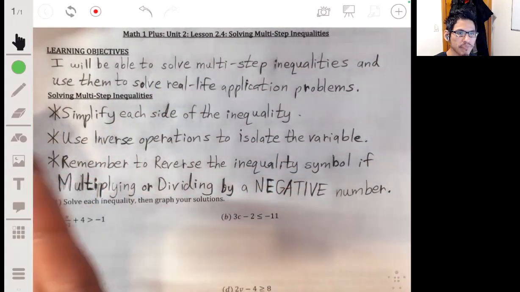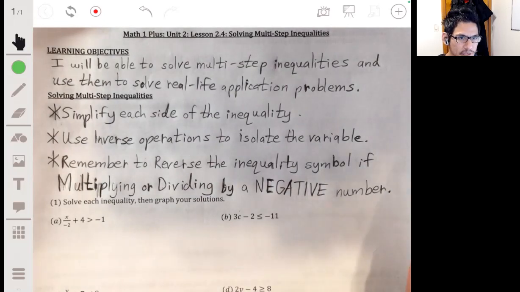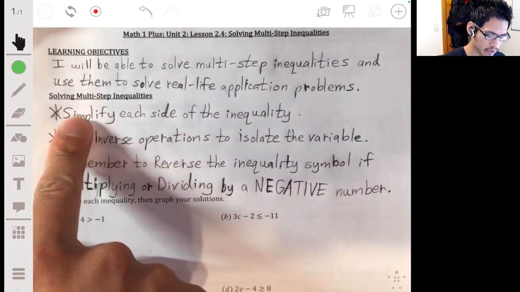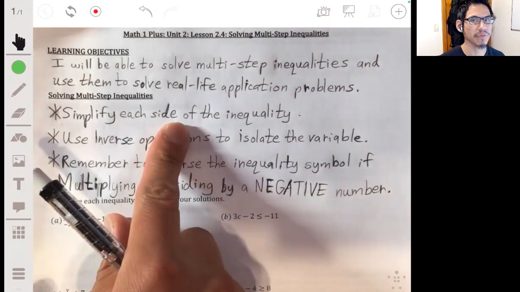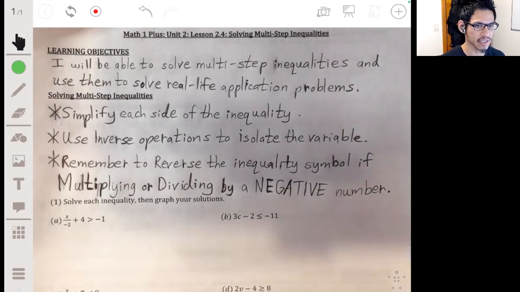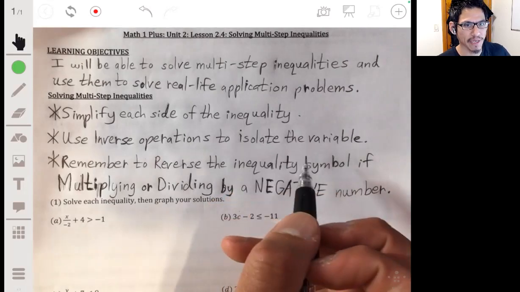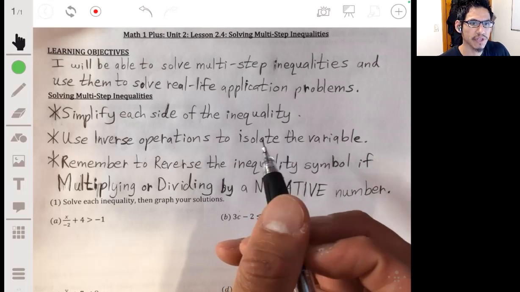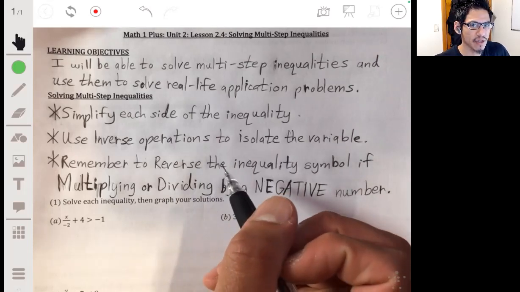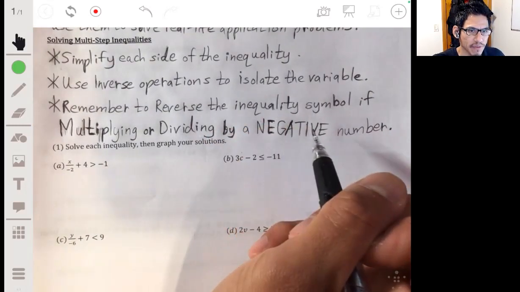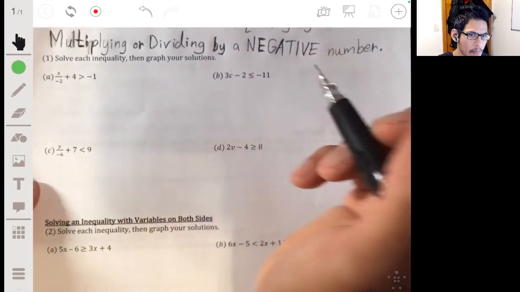Okay, so when we're doing the math with multi-step inequalities, it's pretty similar to a multi-step equation. So the strategy is usually to simplify each side of the inequality, combine all like terms, make each side have as few terms as possible. Then get the variable by itself. Use inverse operations, add, subtract, multiply, divide, undo everything. And then just be careful to reverse the inequality symbol if you're going to multiply or divide by a negative number. Okay, so let's get going.